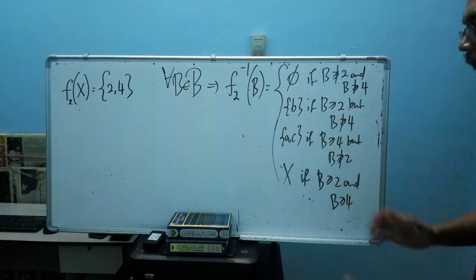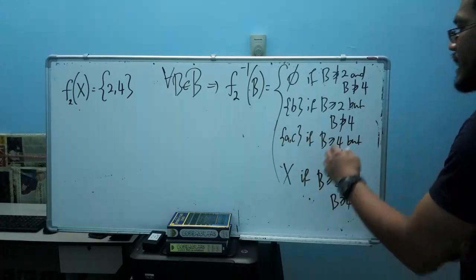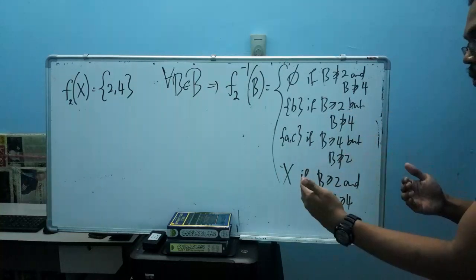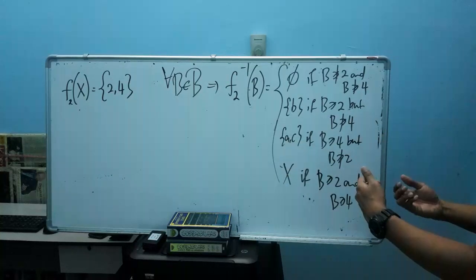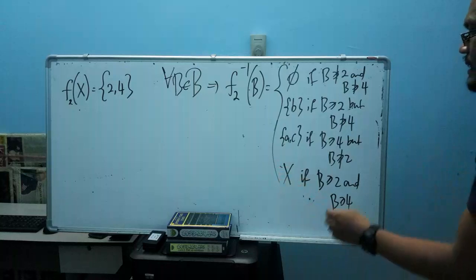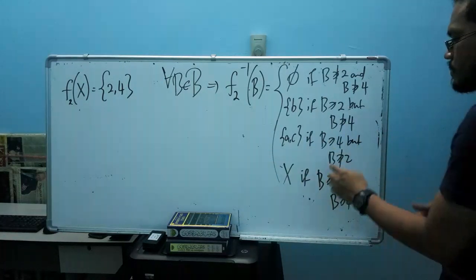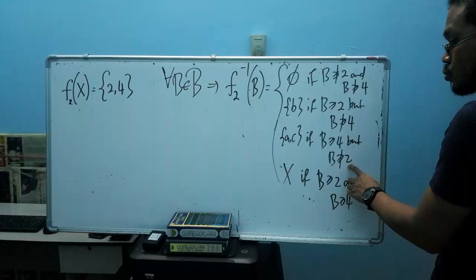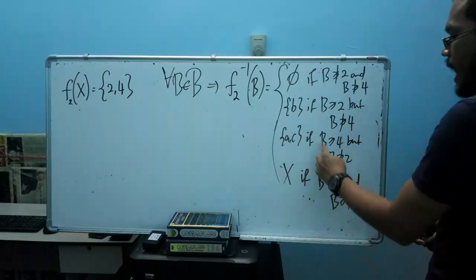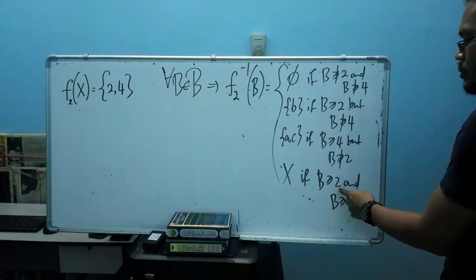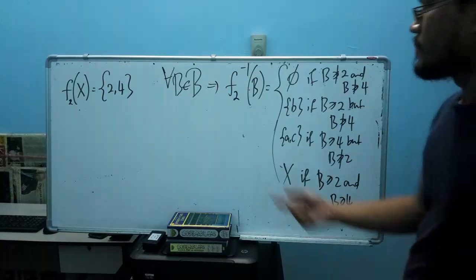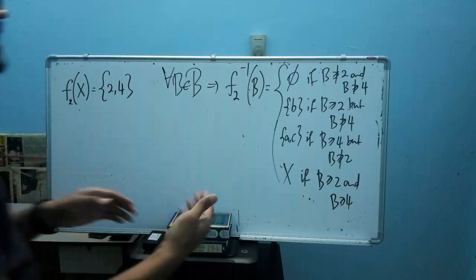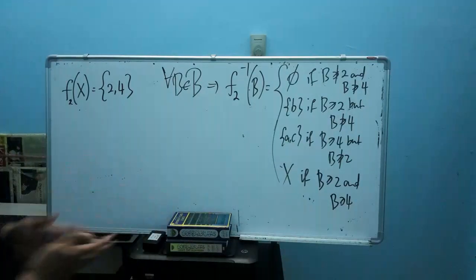And then the second subset, I will consider the collection of all Borel sets that contain 2 but don't contain 4. And then the third subset, the collection of all Borel sets such that they contain 4 but don't contain 2. And then the last subset, I will consider the Borel sets that contain 2 and contain 4. So from the second example function, I will consider 4 subsets of Borel sets.